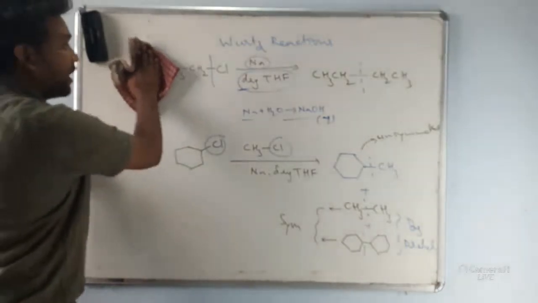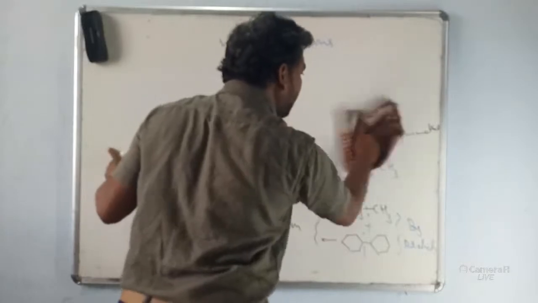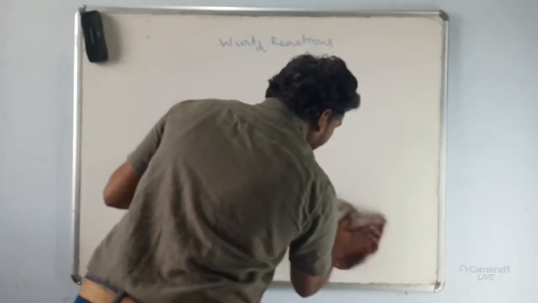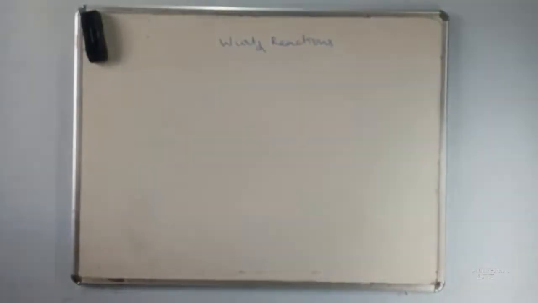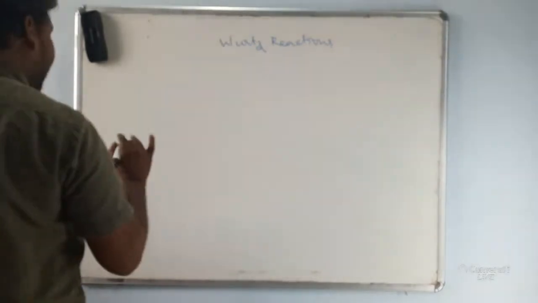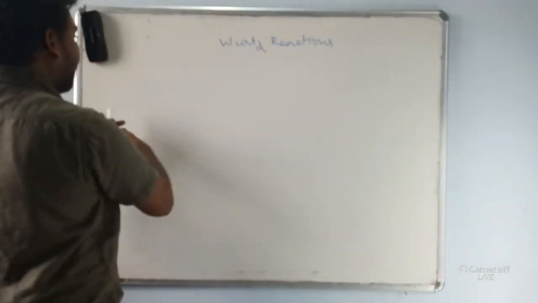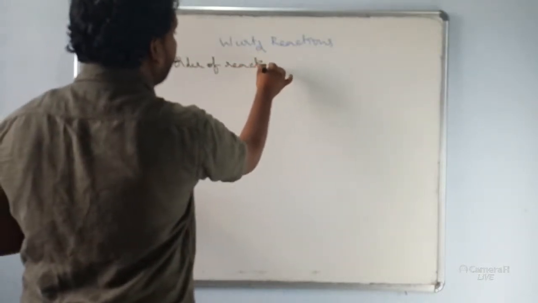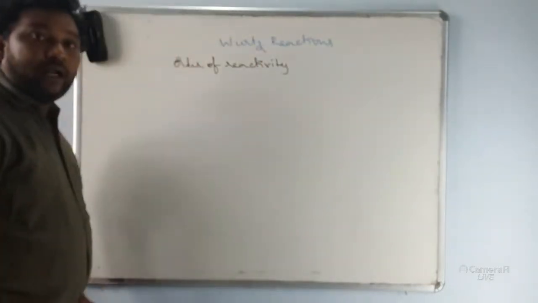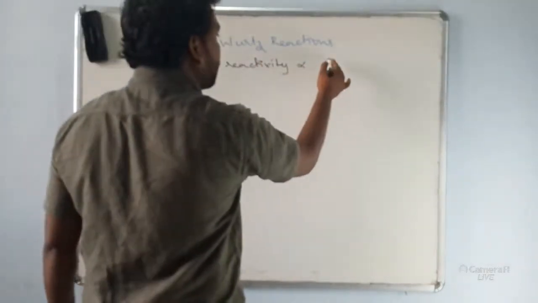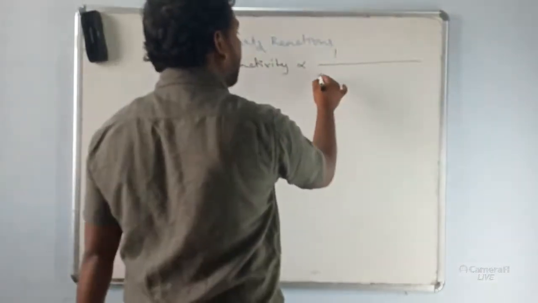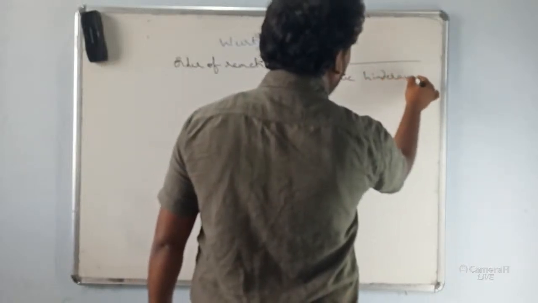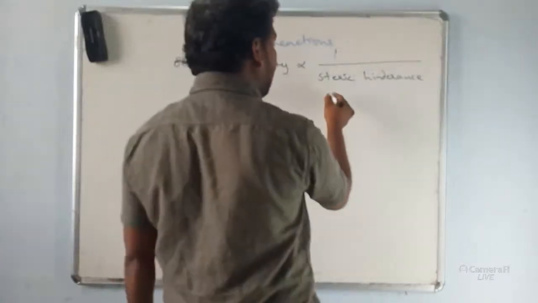Now, let me tell you some other important things about this Wurtz reaction, that is, the order of reactivity. For a given halogen, generally, guys, the order of reactivity is inversely proportional to steric hindrance. This is a very important thing to remember. Steric hindrance of the alkyl halide.